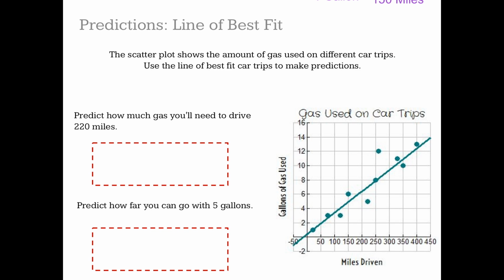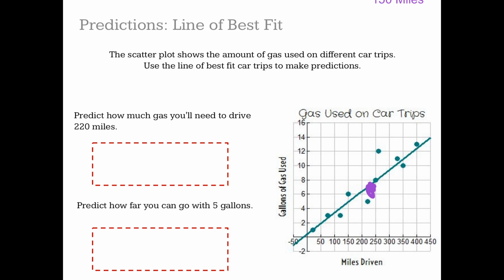Okay, now we're going to make predictions based on our line of best fit. It says the scatter plot shows the amount of gas used on different car trips. Use the line of best fit to make predictions. The first question asks us to predict how much gas you'll need to drive 220 miles. So if I'm going over to the 220 mile mark, how far they've driven, I'm going to bring my finger up from 220 over to where the line of best fit is, and that answer is going to be somewhere in this range of the graph. So around there is the 220 mark.